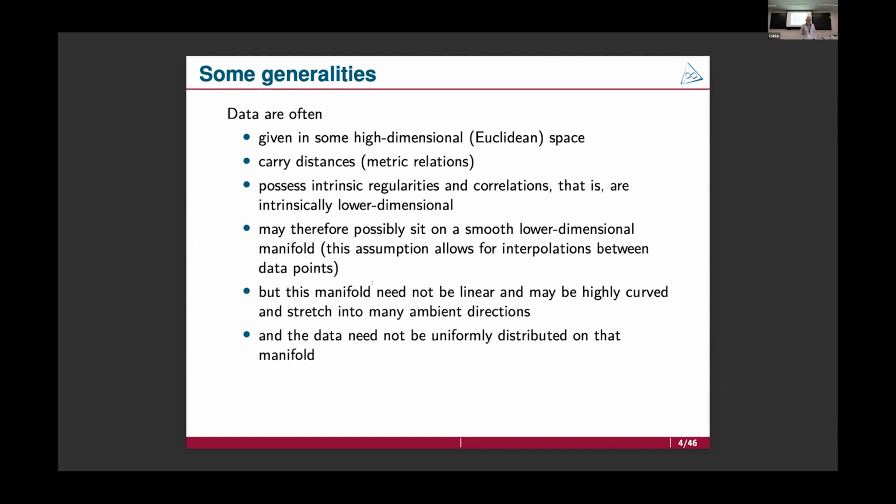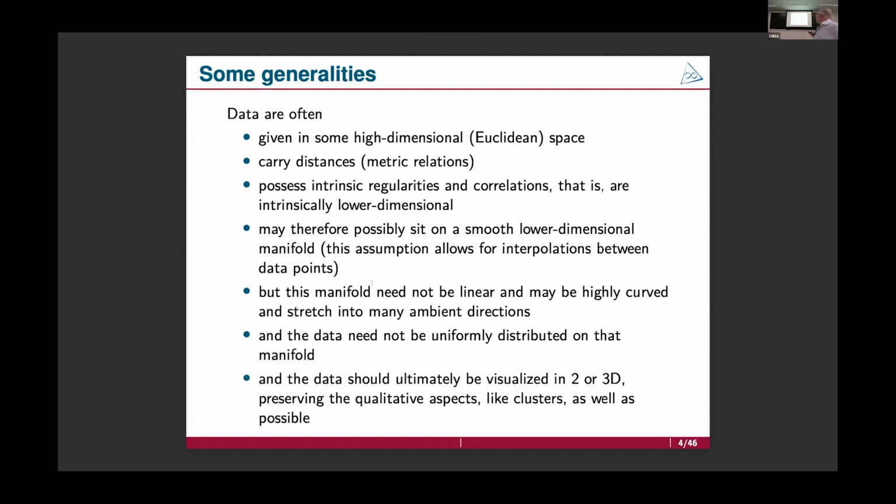And also there's some problem that previous schemes often had. They were assuming that the data was uniformly distributed on that manifold, but that need not be the case. And the method that we have developed is particularly designed to handle that issue. And as I already said, we want to ultimately visualize them in 2 or 3 dimensions but preserving the qualitative aspects like clusters, but also local structures as well as possible.